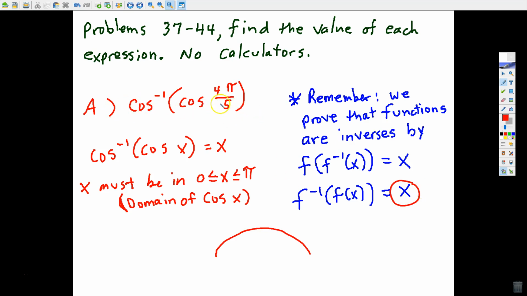My answer for letter A, since 4 pi over 5 does exist between 0 and pi, is that number. So my answer for letter A is 4 pi over 5. So the trick here for cosine is you just want to make sure that the given number does fall in the 0 to pi area.